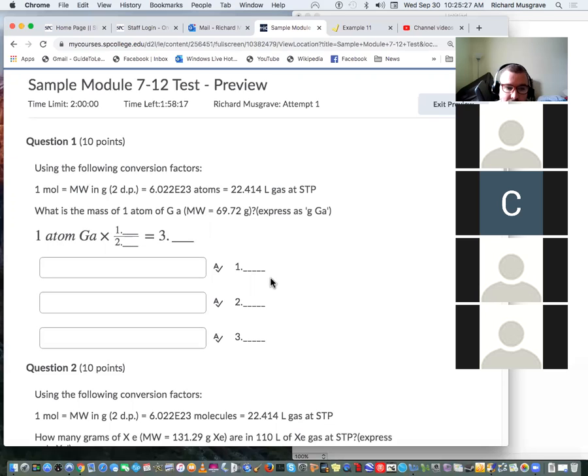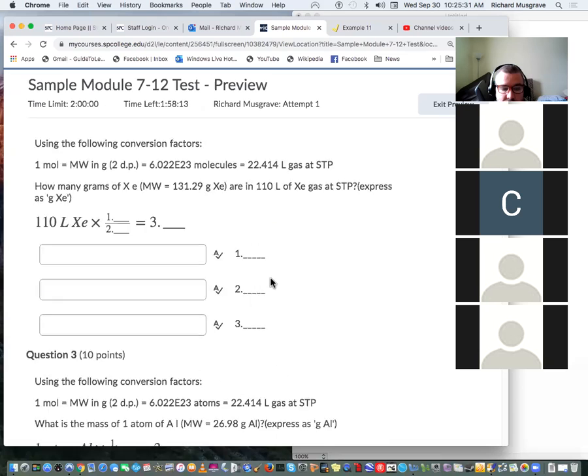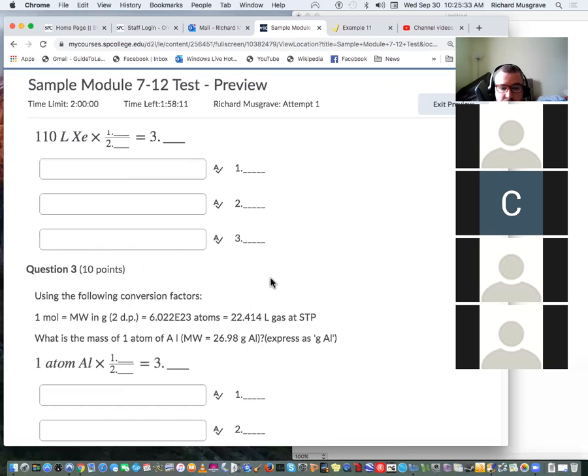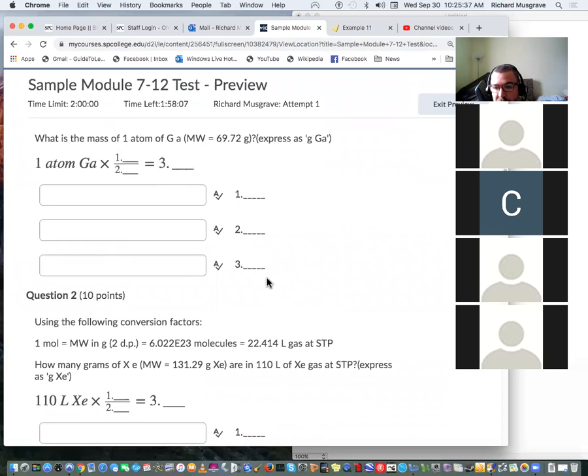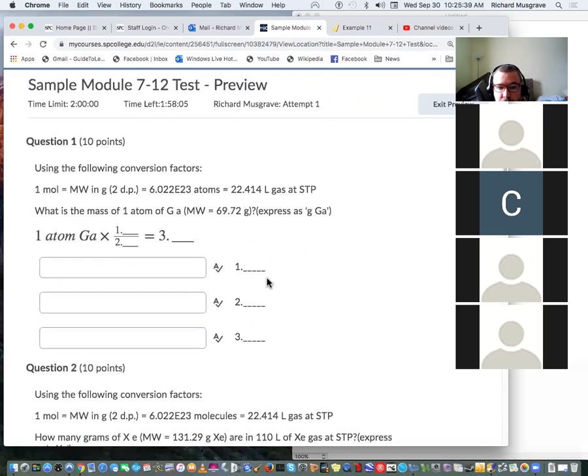All right, so we're starting here at modules. This is module 7. And the first 4 questions are from module 7. And you can reference back to the study guide to know exactly where these are, which module these are from.